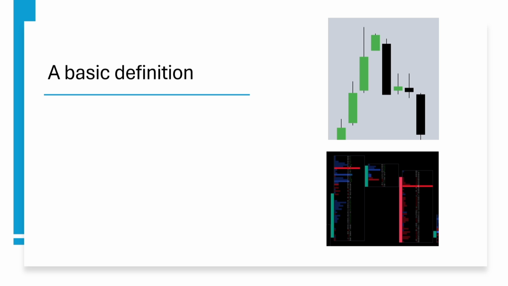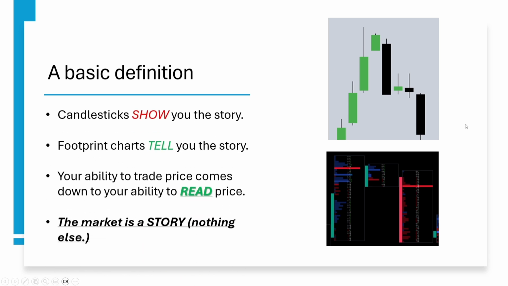But the basic definition of footprint charts works something like this. I want you to think of it this way. The candlesticks show you the story, but footprint charts in real time tell you the story. If you look at the top image here, and you look at the bottom image here, they are the same image. So this candle here, and then this big red candle. These three candles here represent these three. So this candle, this candle, this candle.